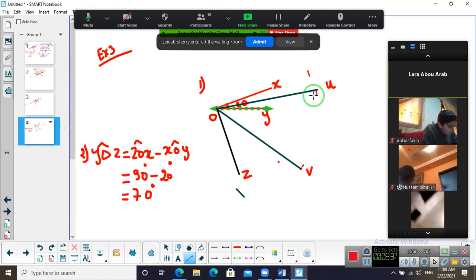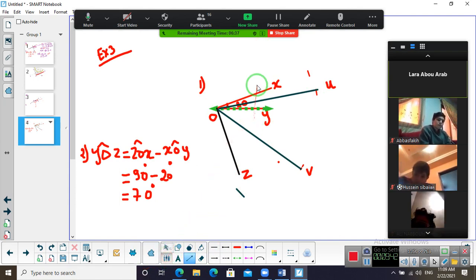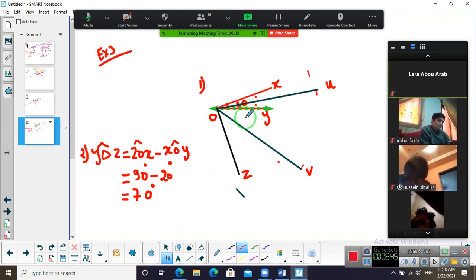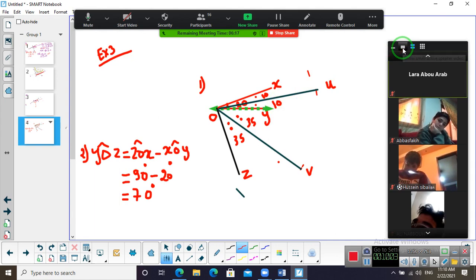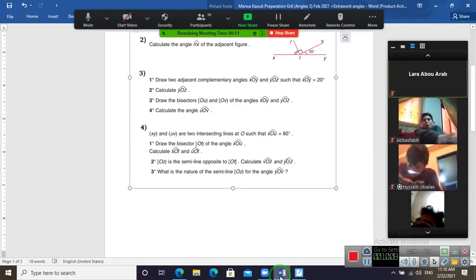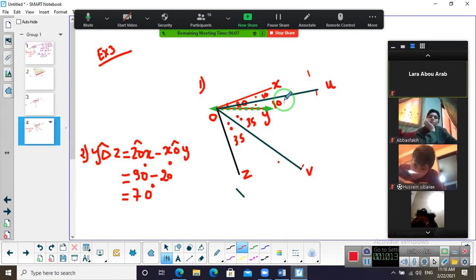And don't forget to put the coded information by using your pens. Put one tick, one point and one point, and here two points and two points. And as you know, you calculate them before drawing. You said for me this one is 35 and this one is 35 and this one is 10 and this one is 10. So if I want to make calculation now for each angle in the question down, part 4, calculate the angle UOV. So I should calculate this one, UOV.